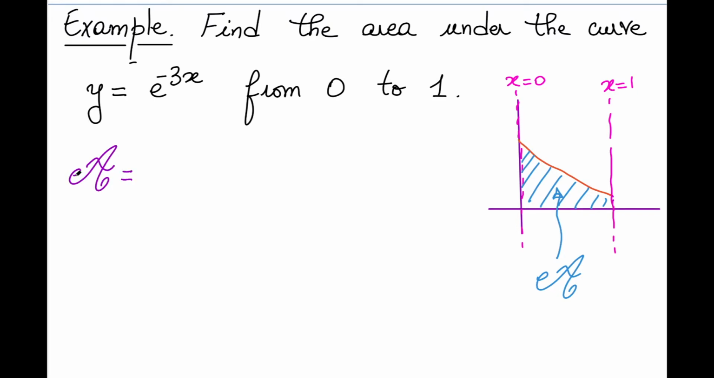And what's this area based on our knowledge? That's the integral from 0 to 1 of the function. What's this function again? This is y equals e to the negative 3x. And then we are integrating this function with respect to x, and x varies from 0 to 1, all the way here.